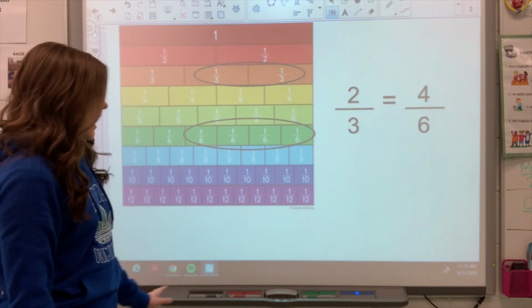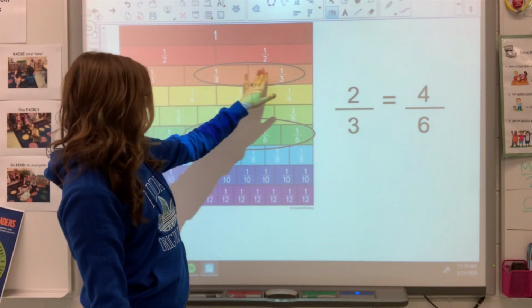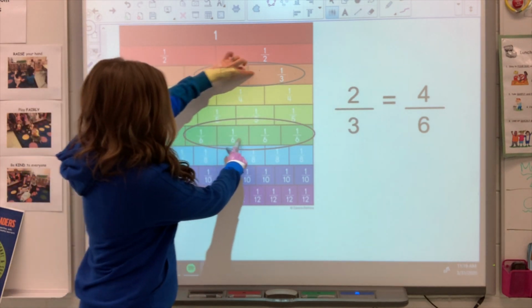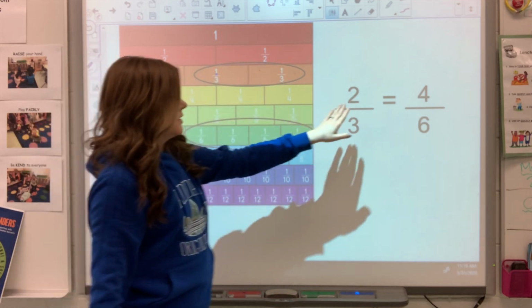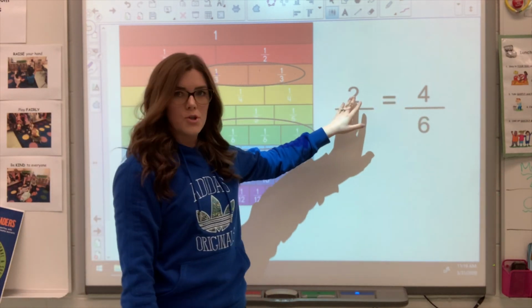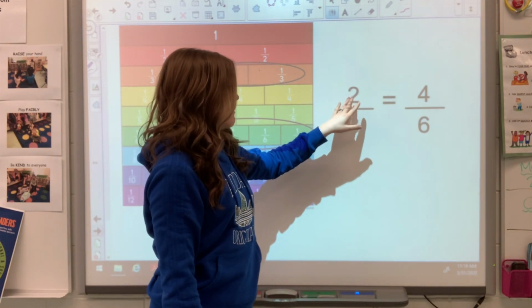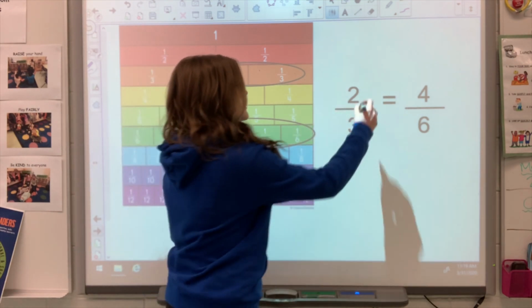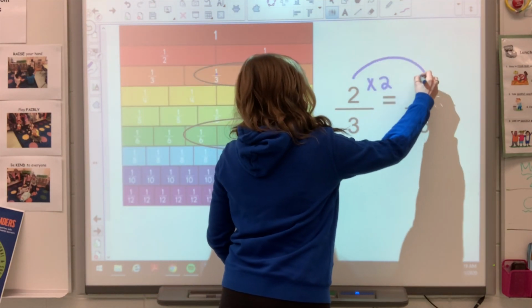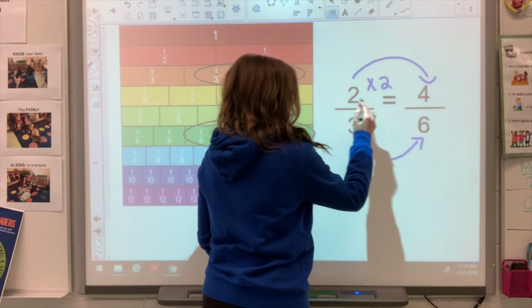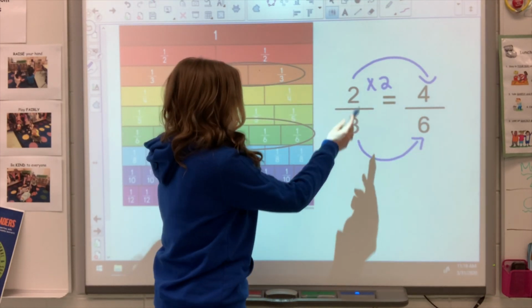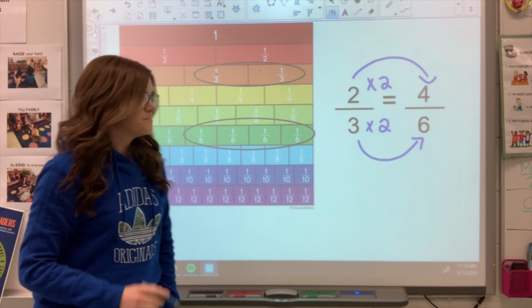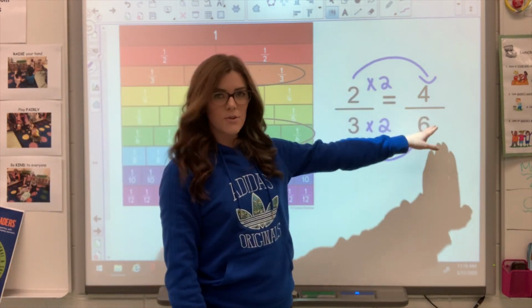The next one we're going to look at is 2/3, right here. So 2/3 is equal to 4/6. So if we go down here, 2/3 and 4/6 are equal. So we're going to look at my numerator here. How did I get from 2 to 4? What did I have to multiply this numerator by in order to get to this numerator? Well, we all know that 2 times 2 is 4. And remember, whatever we do to the numerator, we have to do to the denominator. So if we multiply the numerator by 2, we have to multiply the denominator by 2. So that is how 2/3 is equal to 4/6.